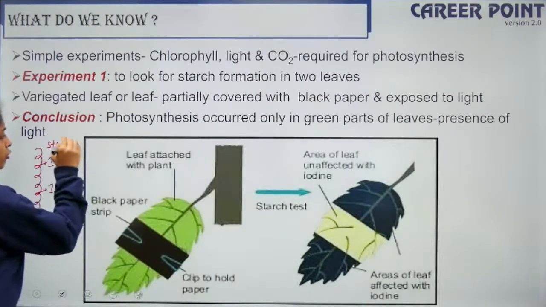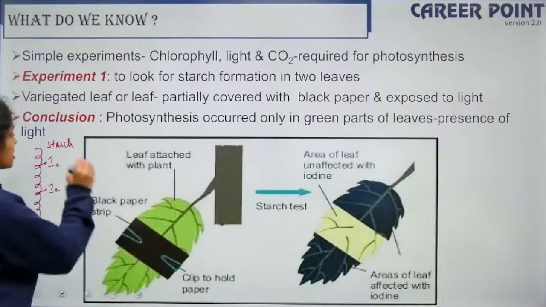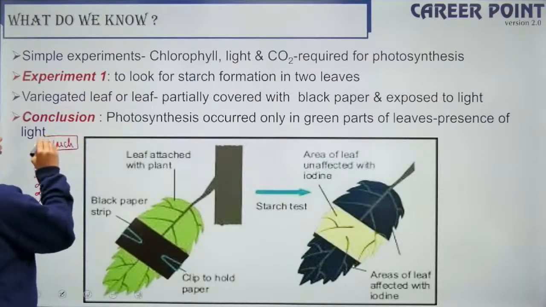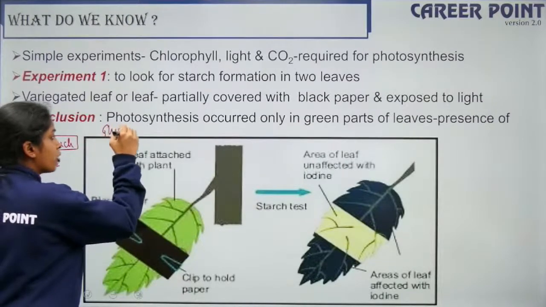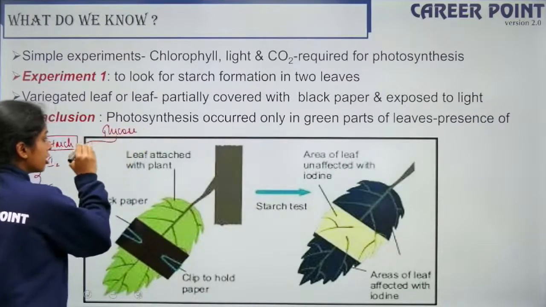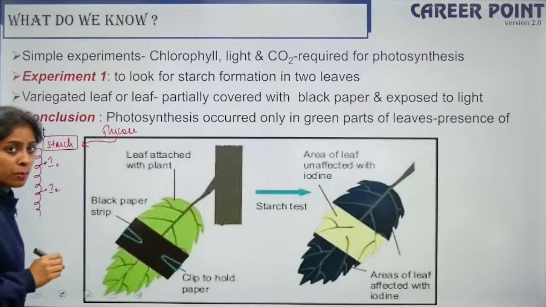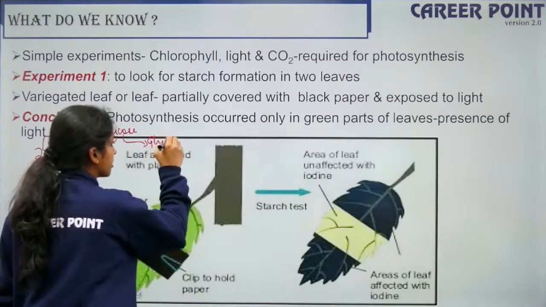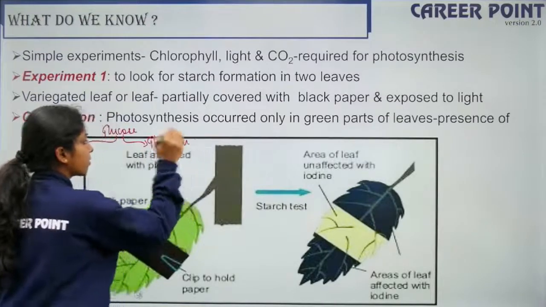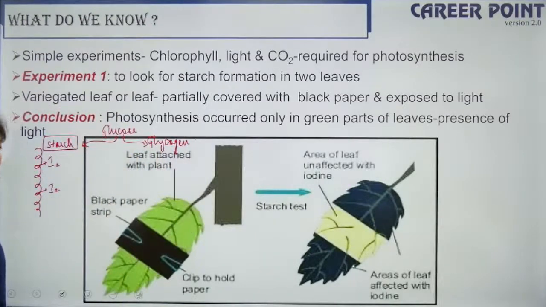The end product of photosynthesis is glucose. Starch is the stored form of energy. So glucose is what is produced at the end of photosynthesis. But this glucose is stored as starch in plants, and it is stored as glycogen in animals. Fine? Yes.